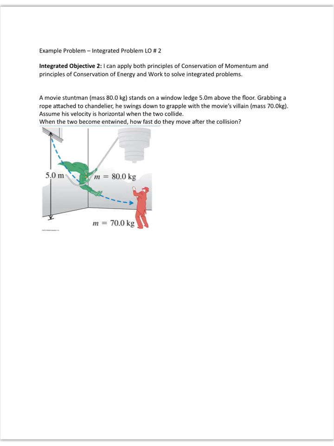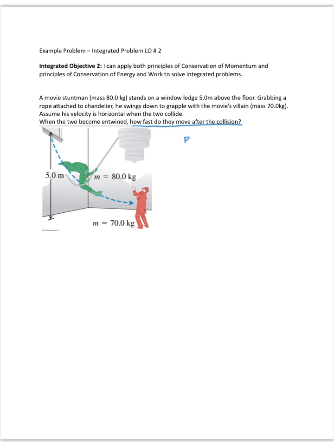Okay, so here's an example of a problem that uses conservation of energy and conservation of momentum. So what we have is someone who's swinging down from a rope, essentially coming down like a pendulum. He's going to hit the bad guy. Well, it's a stuntman and another actor, I guess, the villain. He's going to hit him at the bottom of his swing, and they're going to intertwine and move off as a single object. And our job is to figure out how fast they move after the collision.